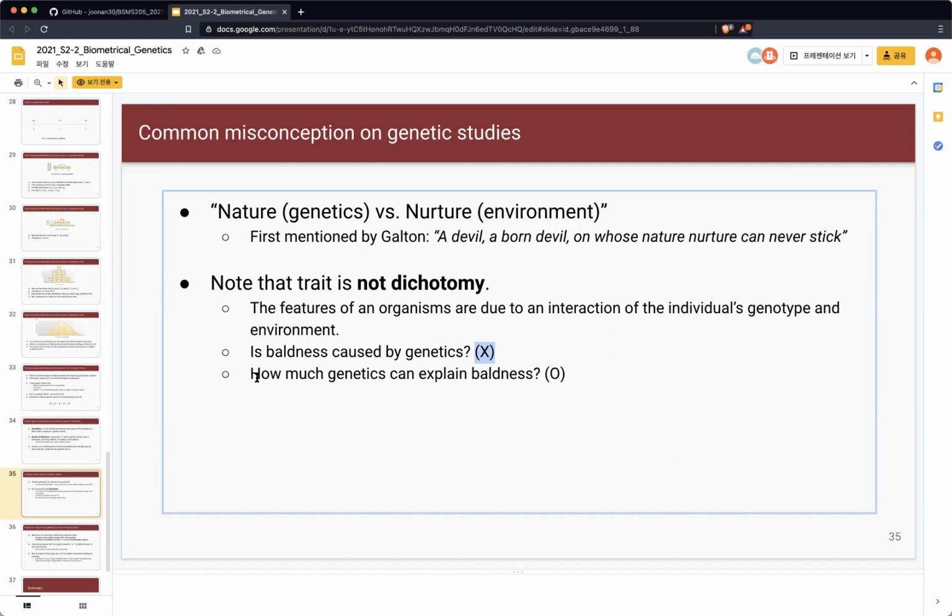We have several similar examples, like intelligence or height. Is height genetic, or is intelligence genetic? We are studying how much genetics influences intelligence or height, not a deterministic model, right? So don't be fooled by the dichotomy concept of genetics, like nature versus nurture. This is a quite famous analogy by Matt Ridley, in a bestselling book from around 2001 or 2005.